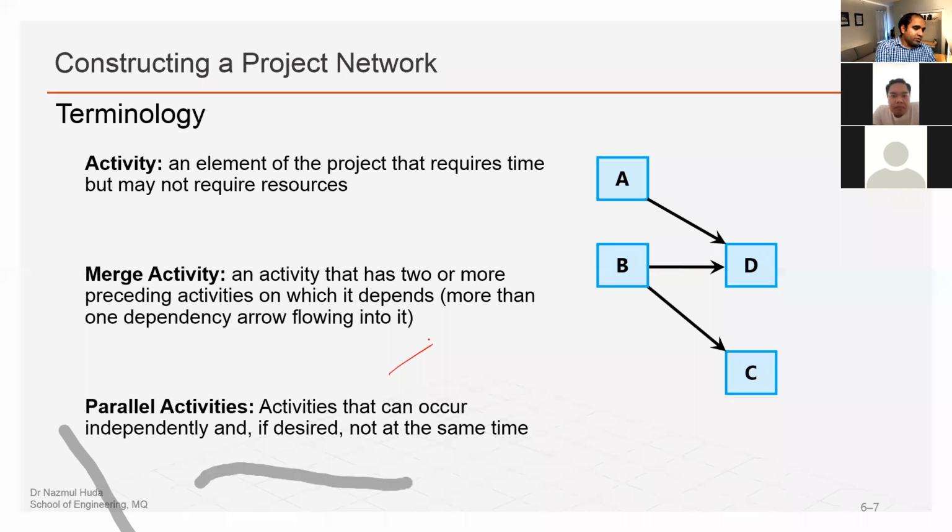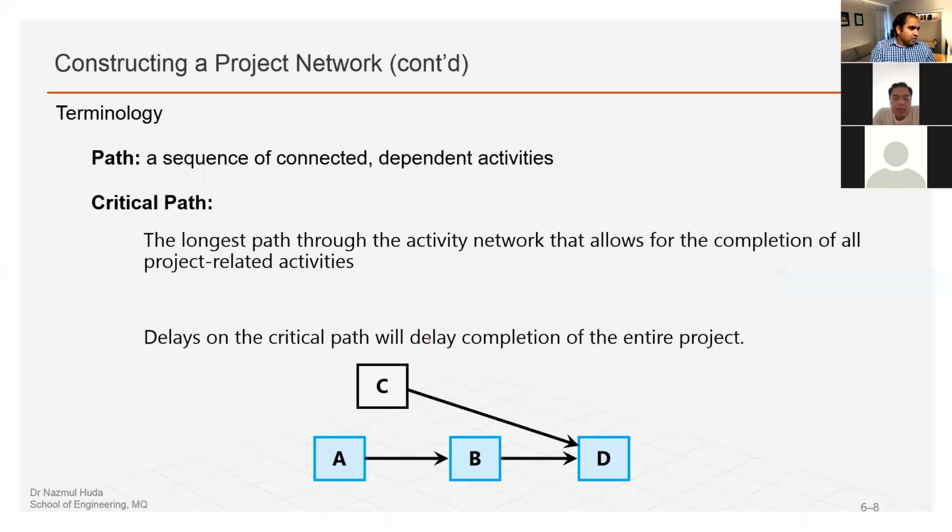Now, those who are writing on the screen, if you could please stop so that I can continue on my lecture. Okay, so we were discussing what is activity, what is merge activity, what is parallel activity, then the critical path, the longest path in the project network.